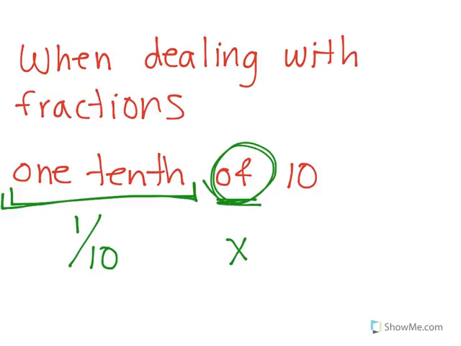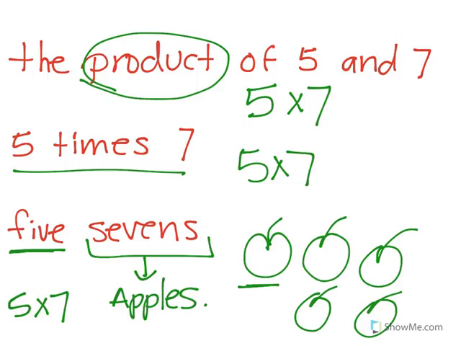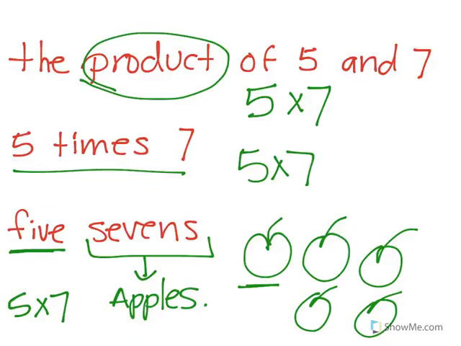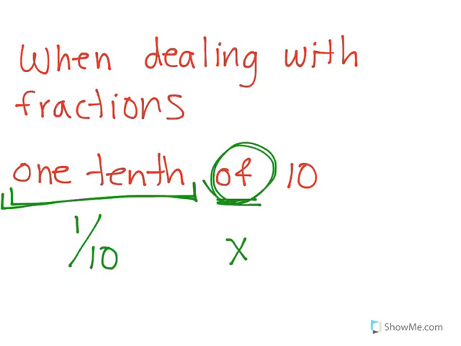So of is also a keyword when it's by itself, because as you might see before, here you have of as well. But it's not by itself, and you have addition at the front, so this doesn't mean multiplication. Multiplication only means when it's by itself. So 1/10 of 10 means 1 over 10 times 10.